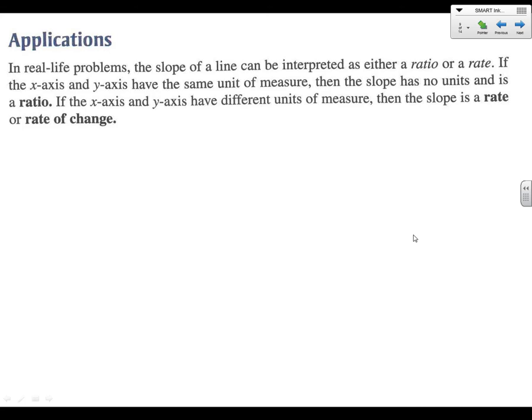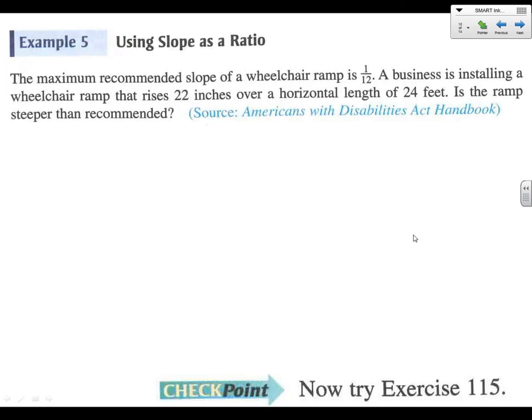All right, moving into our application. That's the key to what we're going to learn this chapter. Now let's see if we can actually apply it. Real-life problems typically don't give you an equation that's already in slope form. We're going to have to figure out what our rise is and what our run is. We talk about these as ratios, rate of change, rates, things like that. The maximum recommended slope of a wheelchair ramp is 1/12, so that's a rise of 1 foot for every 12 feet of run, which seems reasonable.